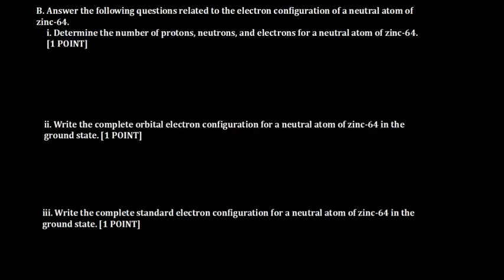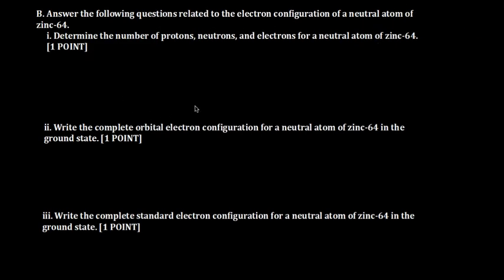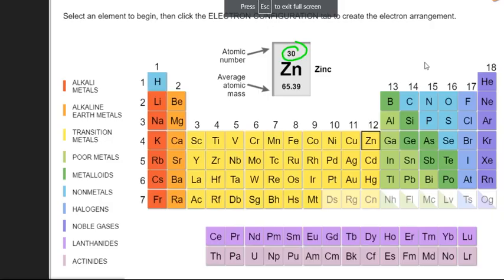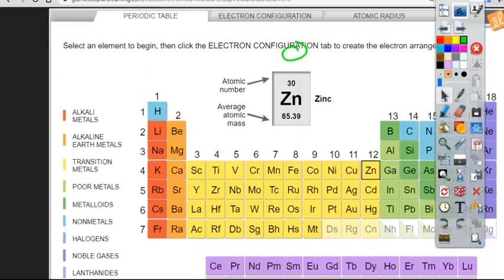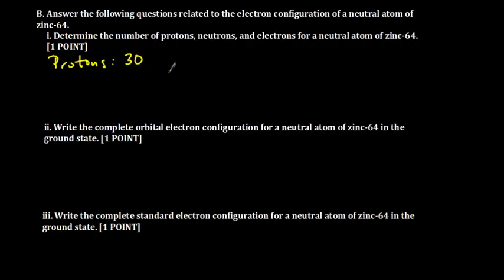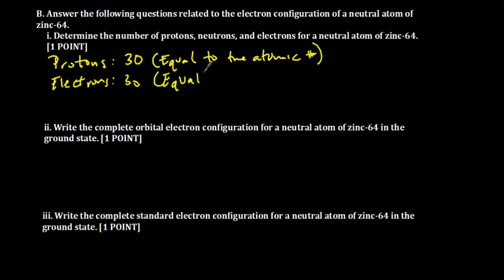Part B, answer the following questions related to the electron configuration of a neutral atom of zinc-64. Subpart I, determine the number of protons, neutrons, and electrons for a neutral atom of zinc-64. Okay, I'm going to start with my protons and electrons. My number of protons is going to be equal to the atomic number for zinc. And in a neutral atom, my negative electrons are going to match the number of positive protons. So protons, 30. I'll make myself a little note here, equal to the atomic number. Electrons, also 30, is equal to the protons in a neutral atom.